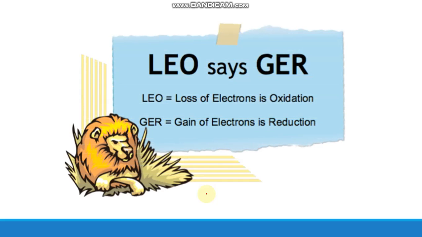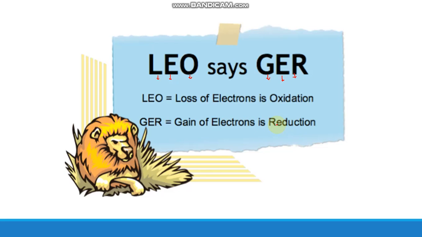Okay, so here we have an acronym for better understanding and memorizing the oxidation and reduction definitions. We have here LEO says GER. LEO, the lion: L is for loss, E is for electrons, and O is for oxidation. So LEO is loss of electrons is oxidation. And here we have GER. G is for gain, E is for electron, and R is for reduction. So gain of electron is reduction.